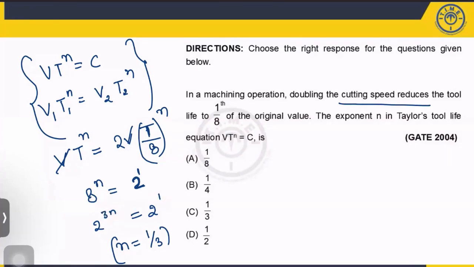So they can frame the question. They can increase the speed, they can decrease the speed. So if one known parameter is given, the second unknown you can easily calculate. Sometimes once you know the n value, or the velocity and tool life are given, then they can ask you what is the Taylor tool life constant, that is the C value.